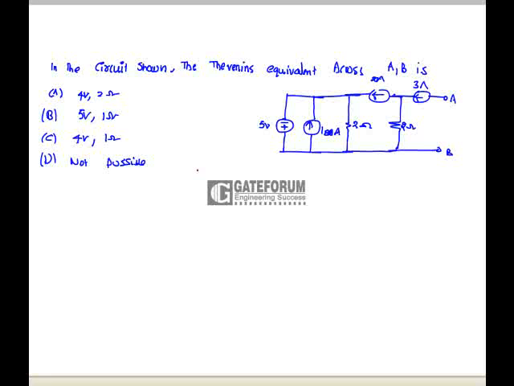Again, in order to decide the Thevenin's voltage, we cannot decide because the voltage across an ideal current source is not determined. So it's not possible to obtain the Thevenin's equivalent across the terminals A and B. So option D is correct.